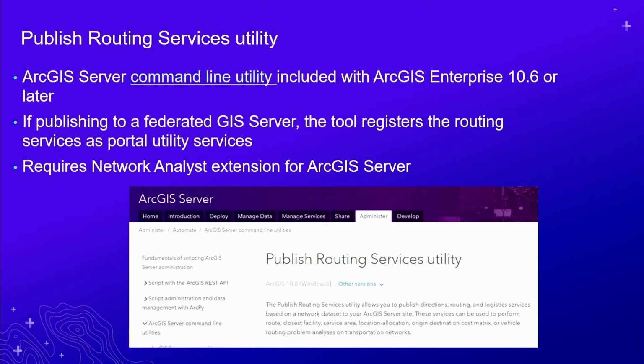The Publish Routing Services utility, as I was mentioning, is included with ArcGIS Enterprise 10.6 or later. If you are publishing routing services to a federated GIS server, the tool registers all of the routing services as portal utility services, and this tool requires a network analysis extension for ArcGIS Server. So the tool takes your network dataset and some connection information about your server and your enterprise portal, and then creates all the different types of routing services and also registers them as portal utility services if your GIS server is federated to an enterprise portal.